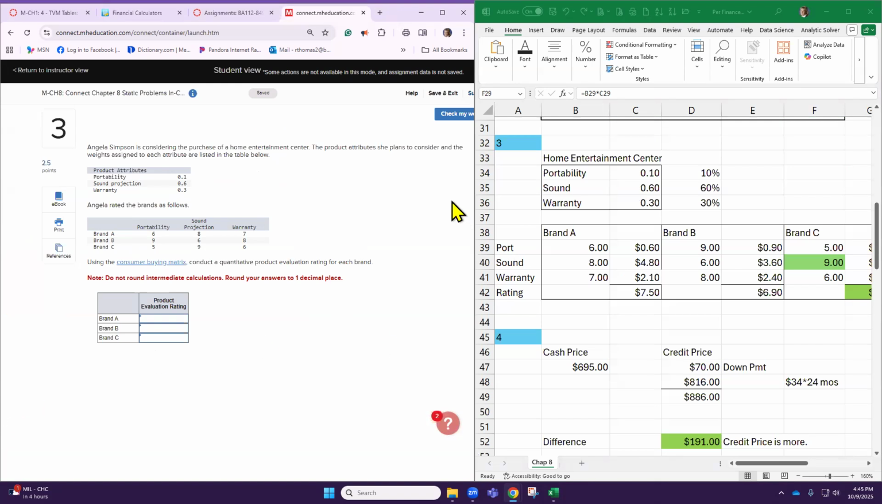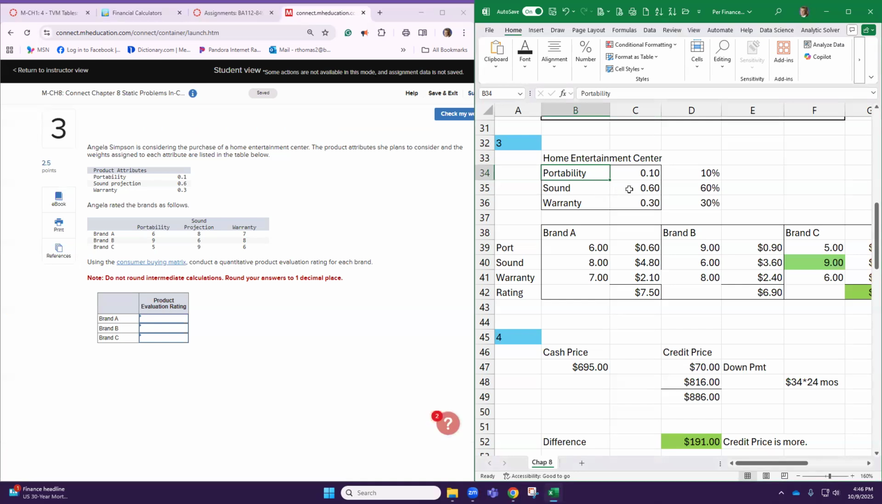So she's looking for a home entertainment center. She has product attributes that she considers and puts weights on each of these attributes. So she's looking at a home entertainment center. By the way, these 3 have to add up to 100, and they do. And I have them here. So the aspect of being able to take that entertainment center somewhere by being portable is important. It's 10% of what she's wanting to get.